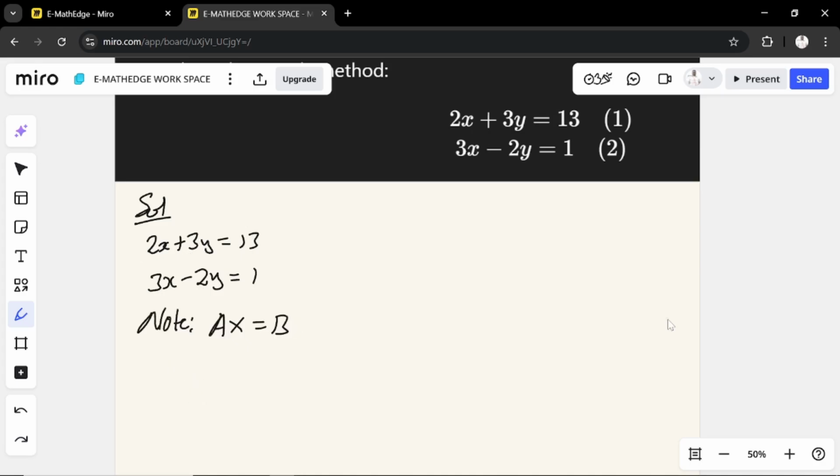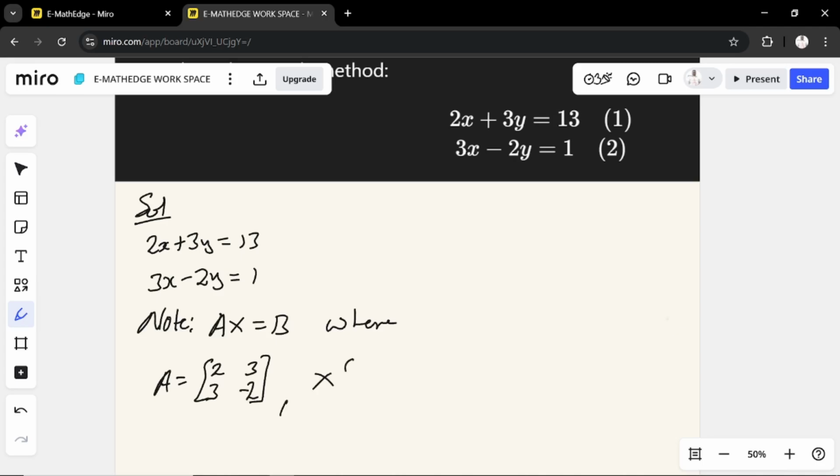So let's write it down such that matrix A is equal to the coefficients of those expressions, which is 2. The coefficient of 3y is going to be 3. The coefficient of 3x is going to be 3. And the coefficient of negative 2y is going to be negative 2.